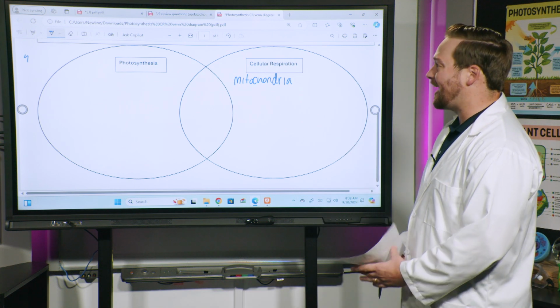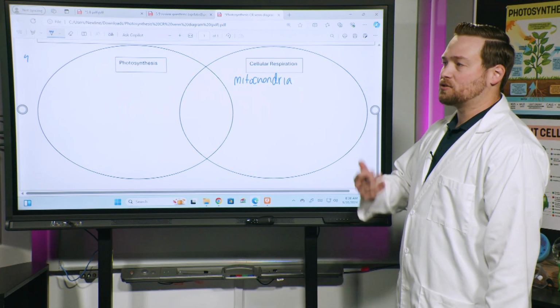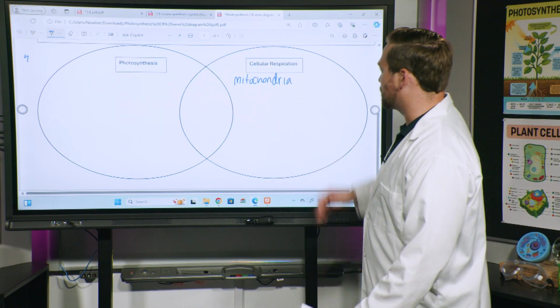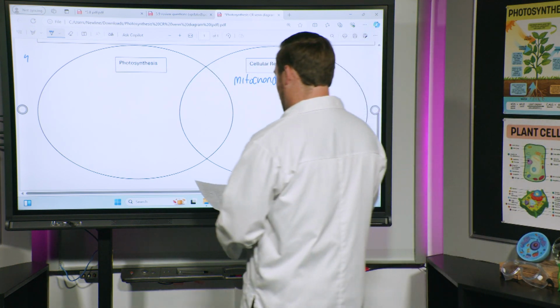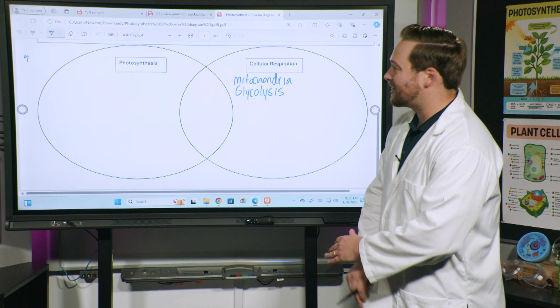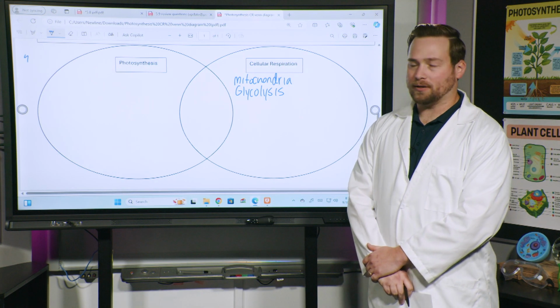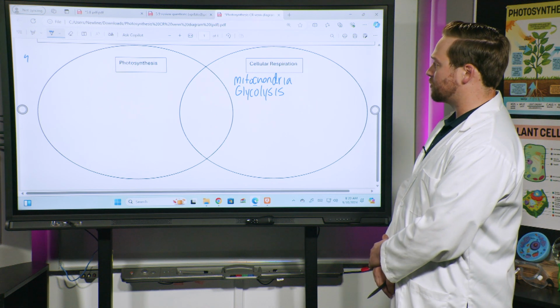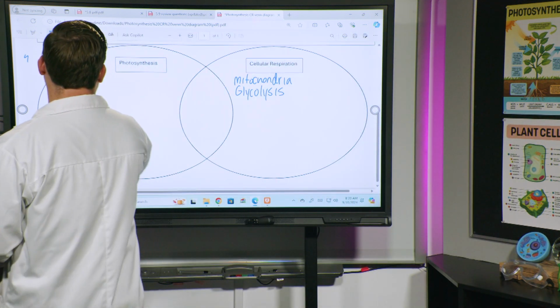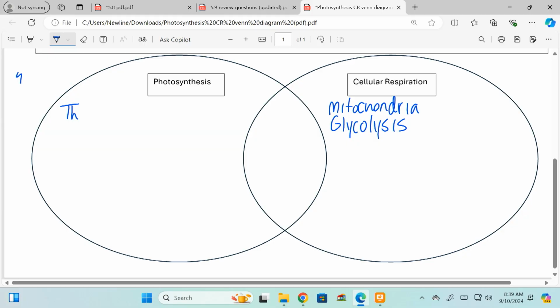All right, the next one is glycolysis. Glycolysis is when we take glucose and we split it. Does that happen in photosynthesis or cellular respiration? That is cellular respiration, so I'm going to put glycolysis here. Great job. All right, the next one is the thylakoid membrane. Do we use that for cellular respiration or photosynthesis? This is going to be photosynthesis. Okay?